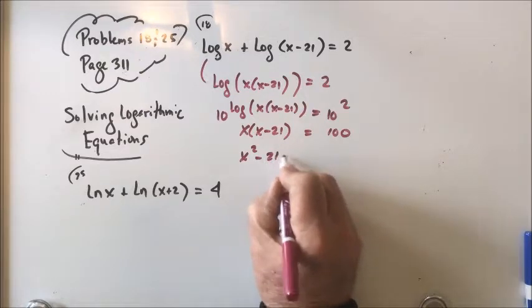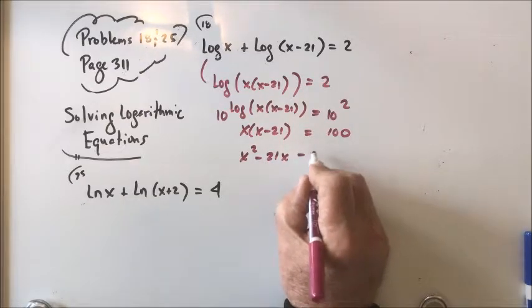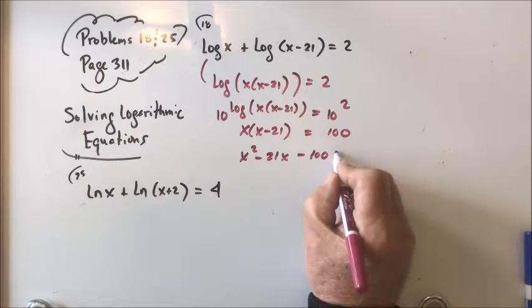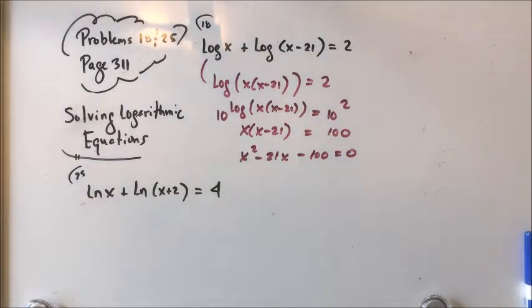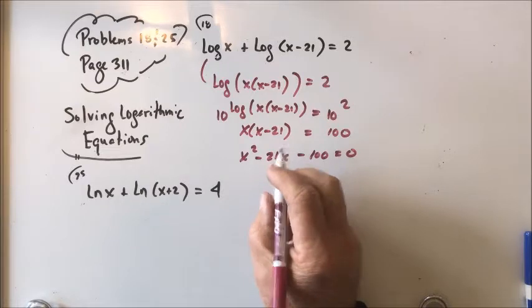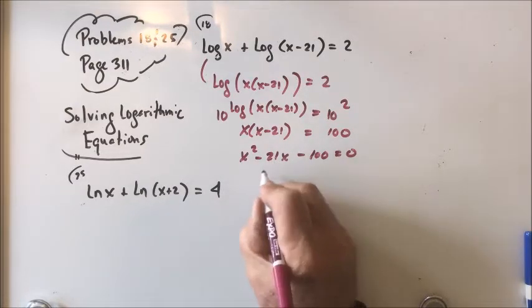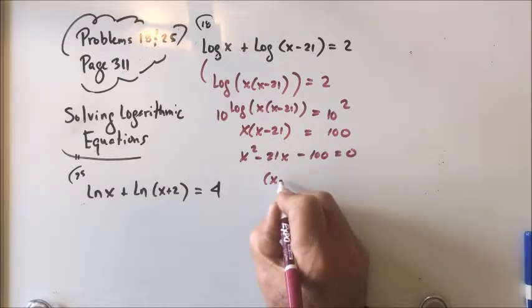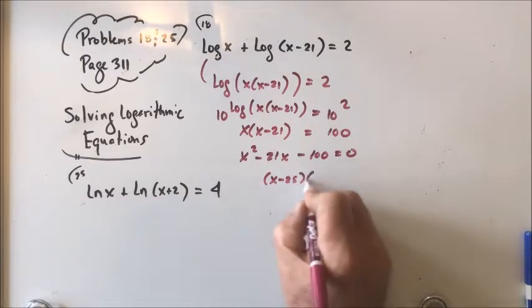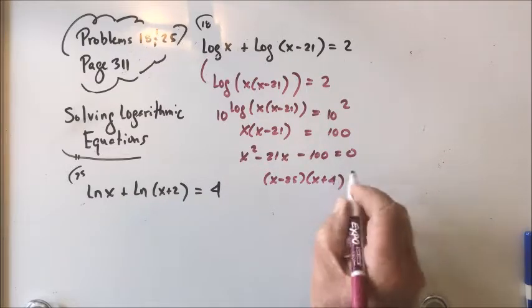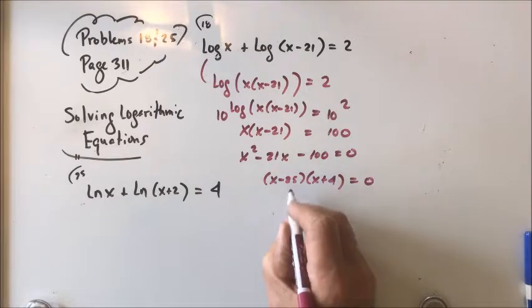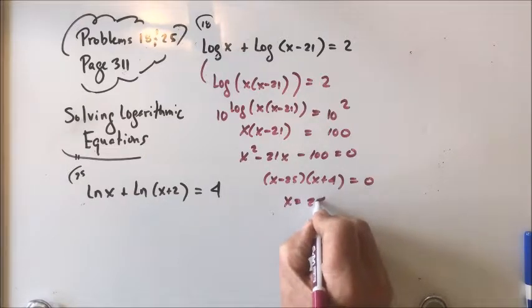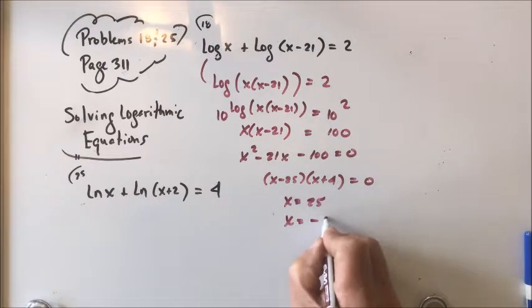x squared minus 21x minus 100 is equal to 0, and I'm trying to factor that right now, and I guess 25 and 4 will work out. So let's write this as x minus 25 and x plus 4 is equal to 0, so that x must be either equal to 25 or x must be equal to minus 4.